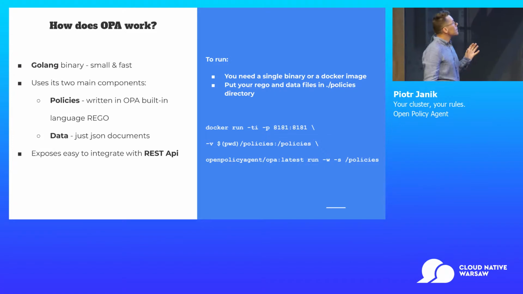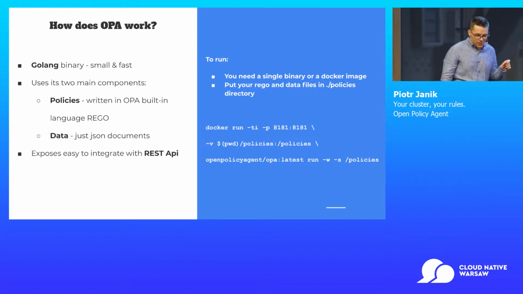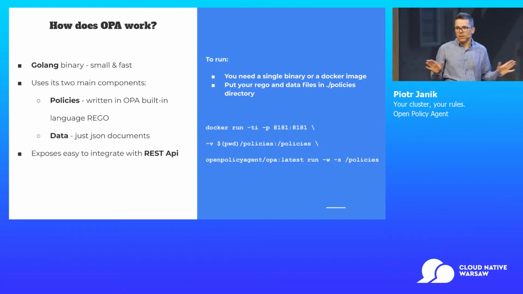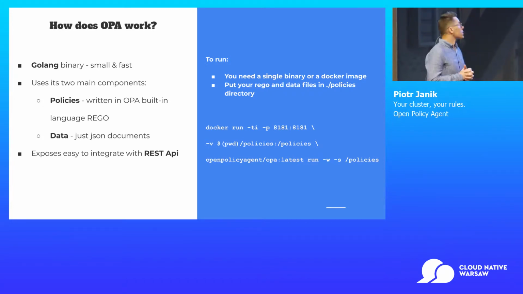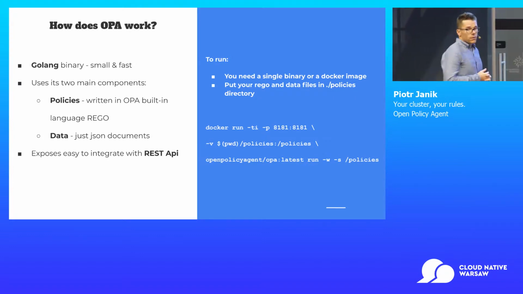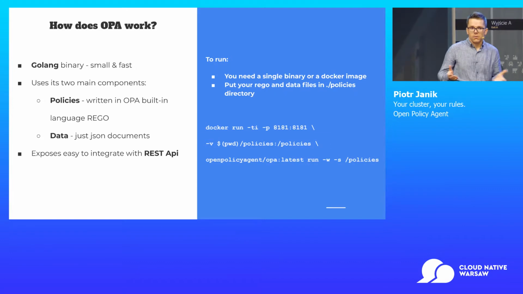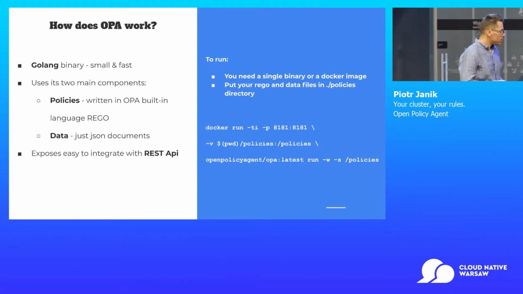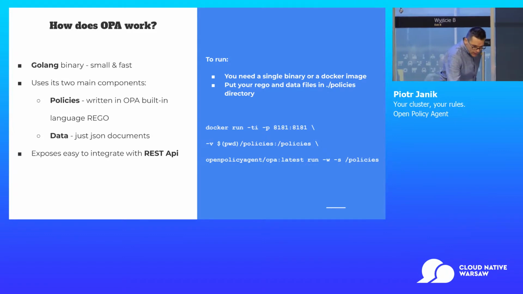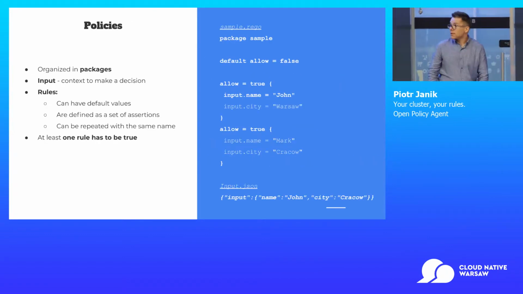Okay, the second part are data files. In policies, we'll see them in a minute, we define rules, but data files are just JSON files that provide some data, nothing else. Very simple JSON objects. And what else OPA does, it exposes a REST API, very easy to integrate with, so it's very flexible. Let's see something like a sample policy.